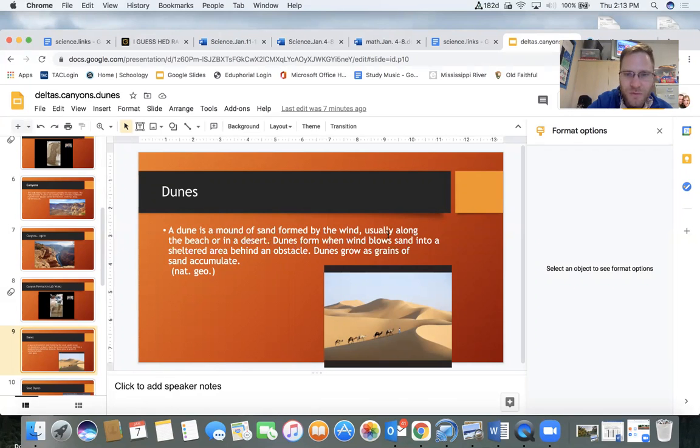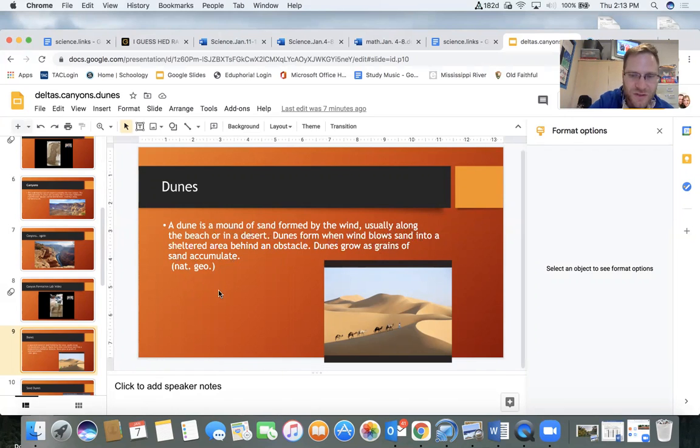Dunes form when wind blows sand into a sheltered area behind an obstacle, and dunes grow as grains of sand accumulate. That's from National Geographic. That's what it's showing. So here, the sand would be going uphill, and as it's going up, it's going to start losing some energy. The wind is changing direction because it's going up, so it's going to lose a bit of energy, and because of that, it's going to start depositing sediment. And that's why these mounds end up getting higher and higher.